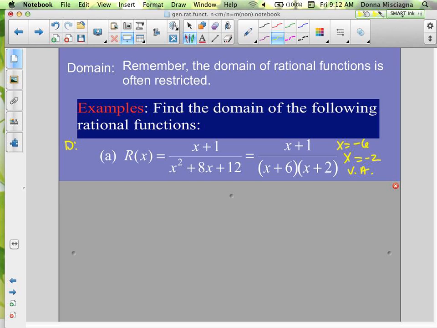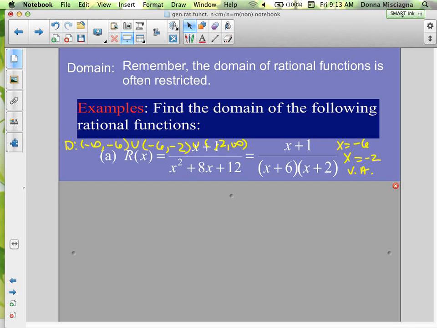Which number is smaller? Negative 6. You're missing something. Negative 6, negative 2. Negative 2. And now you want to finish it up? No, we're doing infinity. All right, so they go in order from least to greatest.